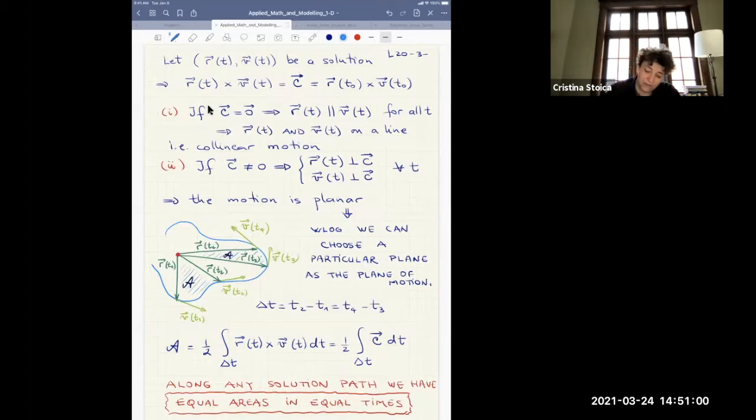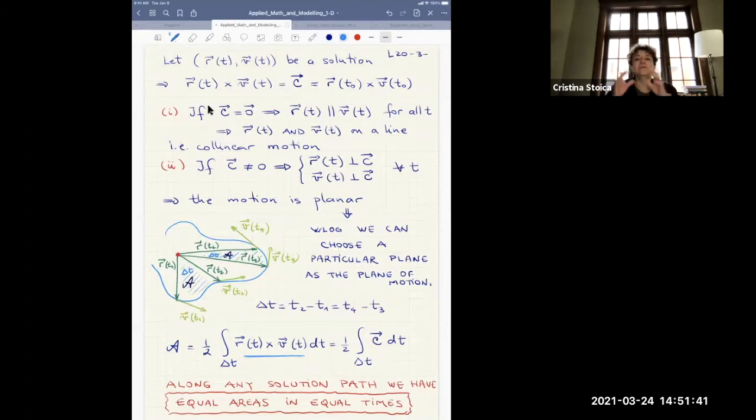If we remember from calculus, what is the area swept by the radius vector? The formula is really a half integral of R cross V. That's from calculus 3. So if this R cross V along a path is constant, then the area covered in the same time interval will be the same. If here I have delta t and here I have delta t, although the radius vector varies, the area covered in equal times will be equal.